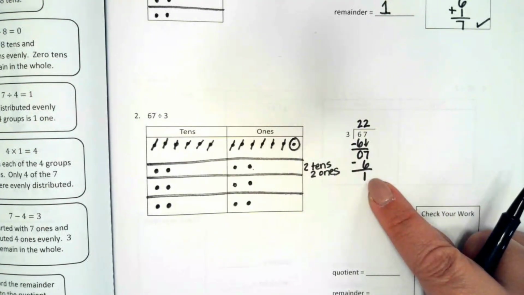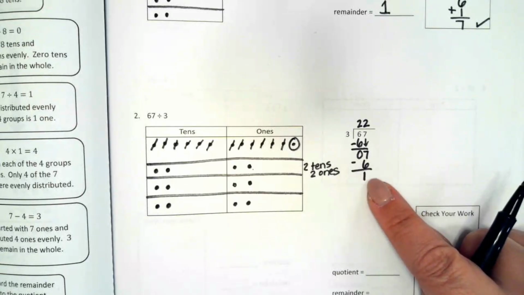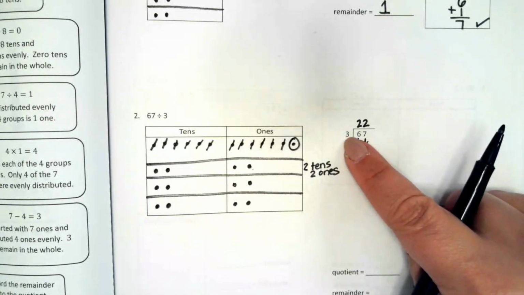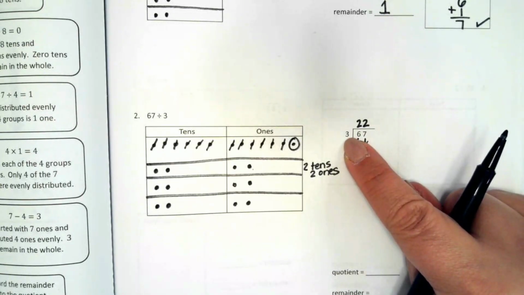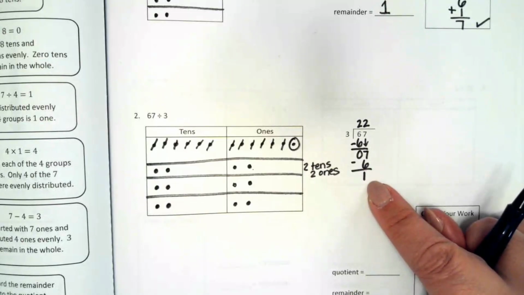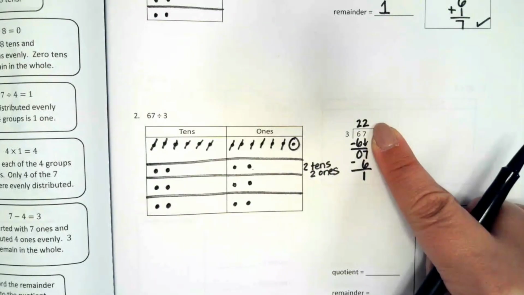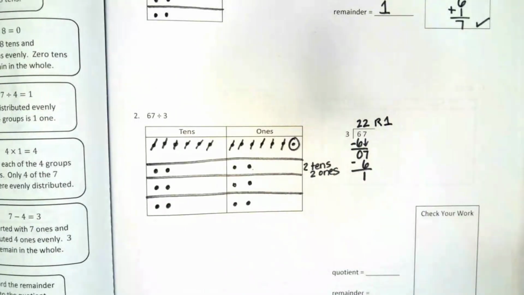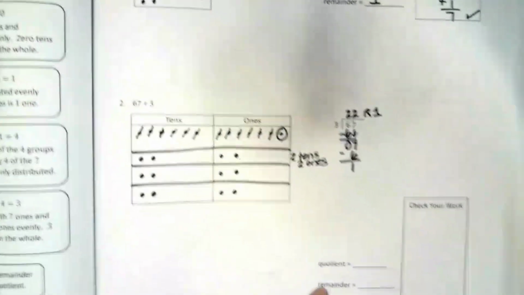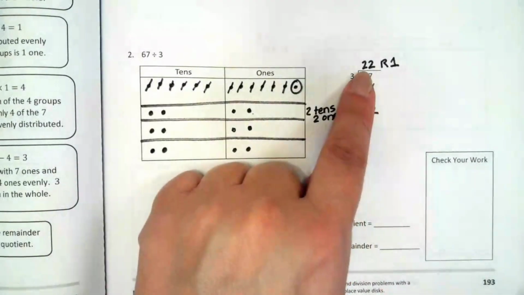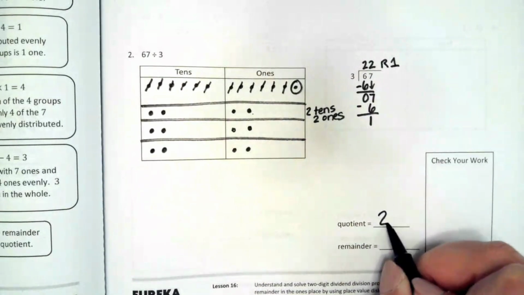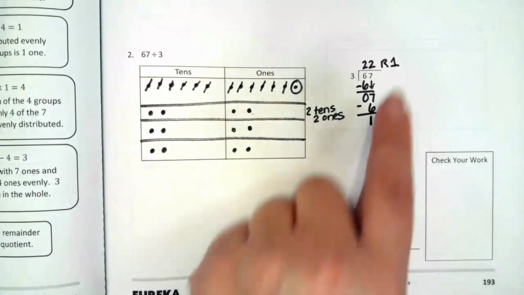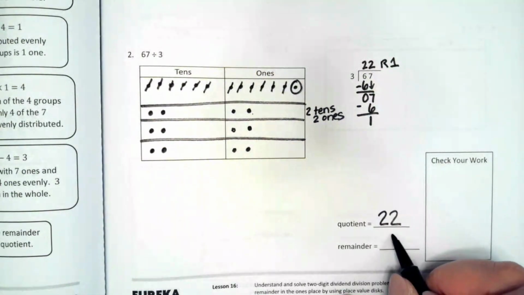One is the remainder. It can be the remainder because it is less than the divisor. So this is okay. We're going to write the remainder up here next to the quotient. 22 R 1, for remainder 1. Okay, now we go down here and we write the quotient. It's 22. And the remainder is 1.